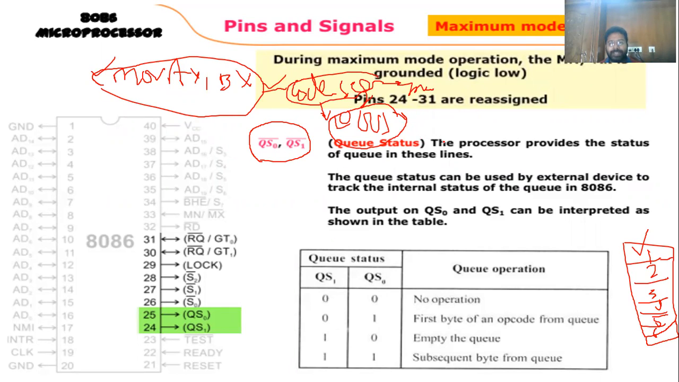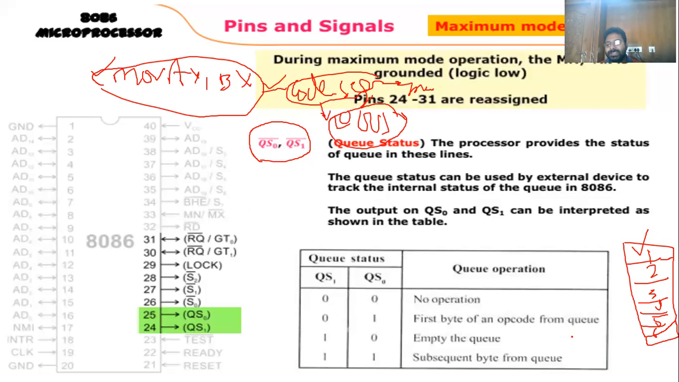At a time it can take 6 instruction codes from that memory and execute them one by one. This reduces the bottleneck of the microprocessor and at the same time increases its speed. Every time it is not going to the memory and coming back to execute that instruction. At a time it can take a minimum of 6 instruction codes from memory into the queuing registers and execute them one by one.